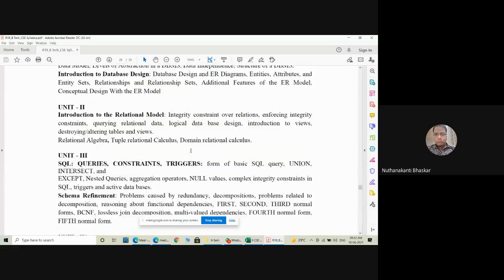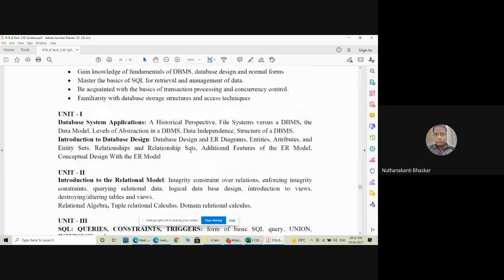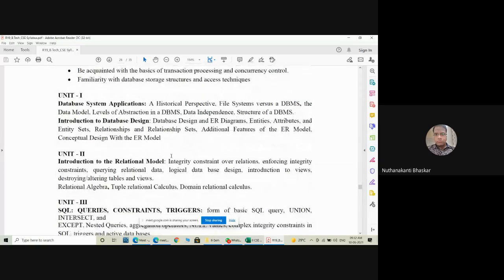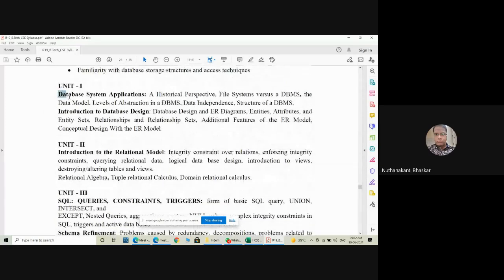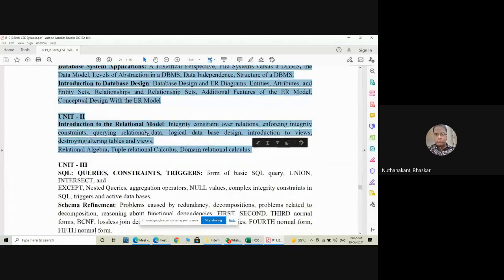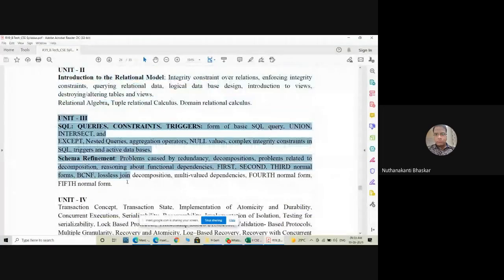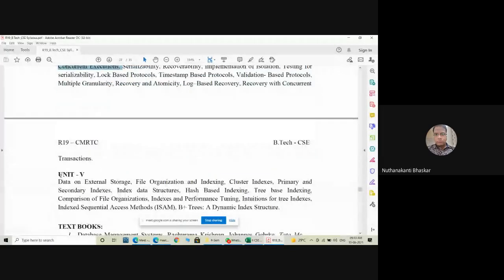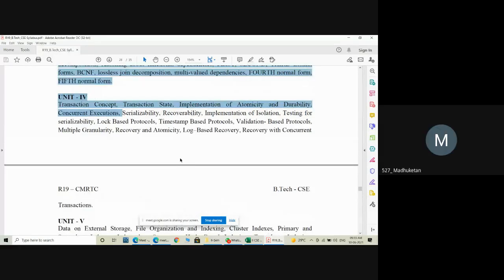Now if you observe this complete syllabus, as I told earlier, the first and second units are the external view. The third unit and fourth unit are the logical view, and the fifth unit is the physical view. So these are the three levels of abstraction we already know. Yes or no? The syllabus is also arranged like that. Are you clear? Yes, sir.